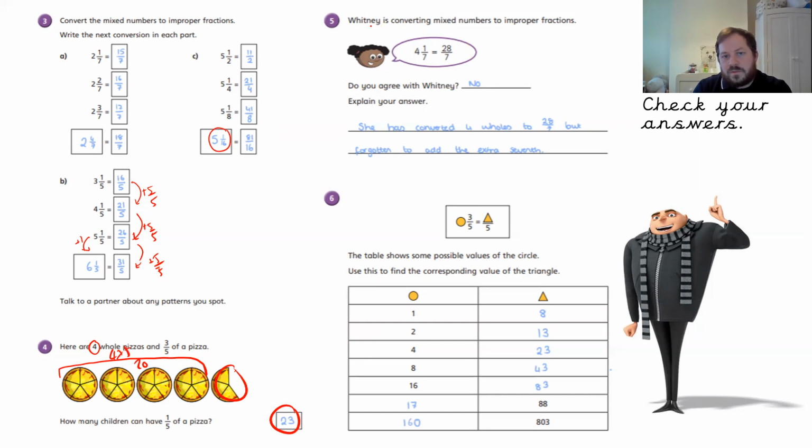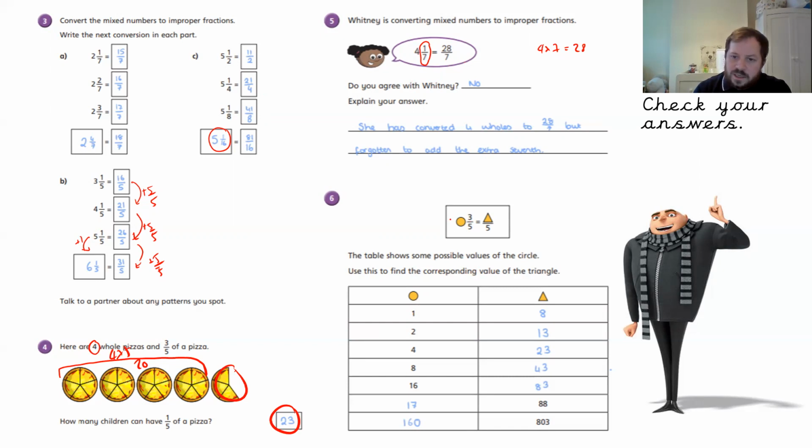So number 5, Whitney is converting mixed numbers to improper fractions. She's got 4 and 1/7, and she's saying it's the same as 28/7. Do you agree with her? No, and we have to think about this one. What she's done is converted the 4 wholes to 28/7, 4 times 7 is 28. But she's forgotten to add that 1/7 on to make it 29. And that's the problem with what she's done.